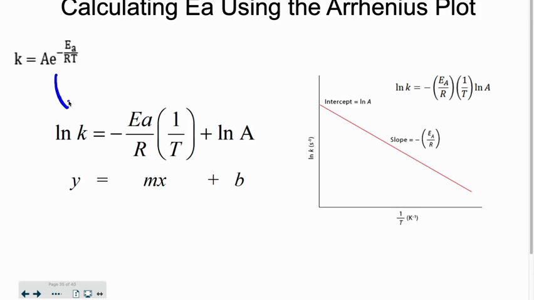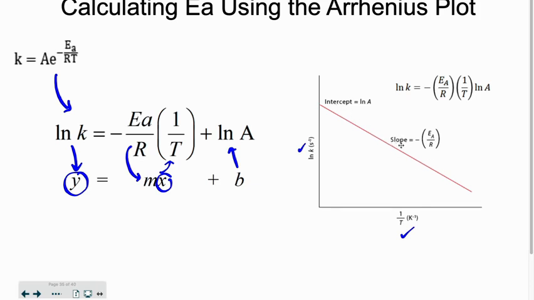If we apply log rules to that equation, we get this linear version, which is in the form of an equation of a line. You can see here, y is equal to ln k, and m here is negative EA over R. X is 1 over T, and your y-intercept is ln A. This equation is quite handy because we can use it to draw a graph, which is known as the Arrhenius plot, and the graph would always be y versus x, ln k versus 1 over T, and the graph would be sloping downwards in a constant manner here.